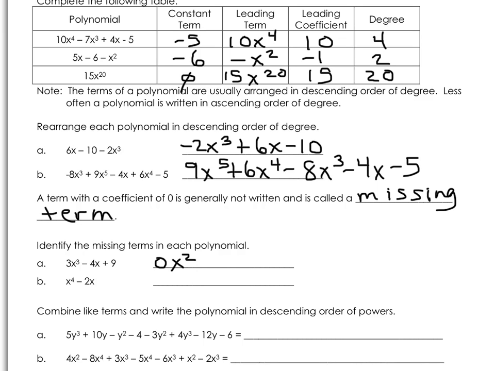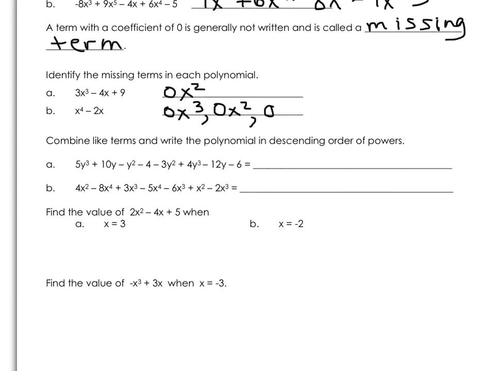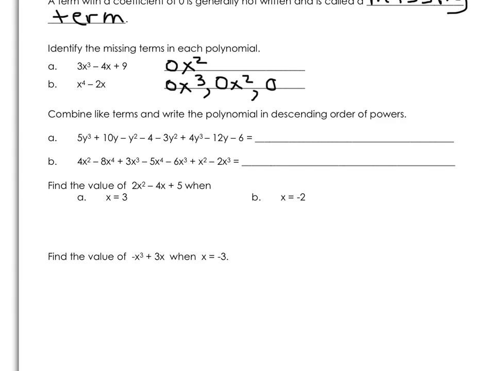What about this next one? X to the fourth minus 2x. I see x to the fourth. I don't see x cubed. I don't see x squared. I see x, and I don't see the constant term at the end. That's kind of a strange thing to think about, what's missing, but we'll use it later on.